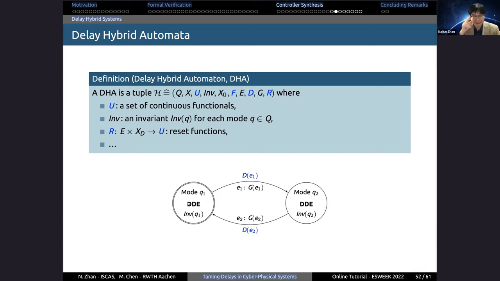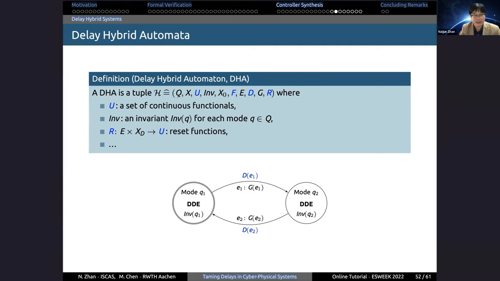So the first thing here, we want to model two types of delays in a uniform model, so that we extend the classical hybrid automata to delay hybrid automata, so that the two types of delays can be well handled. The definition for the delay hybrid automata is formally given here. It consists of several components.